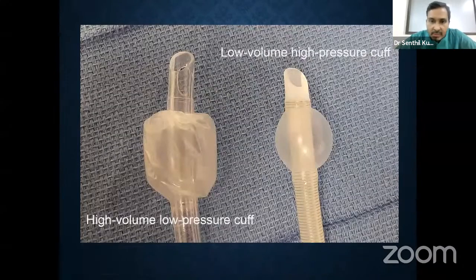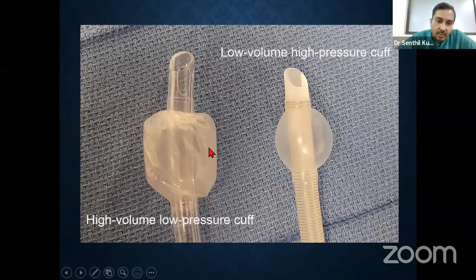Now moving on to the cuff, as I said earlier, there are two types of cuff. Previously we were using the high pressure, low volume cuff. In this situation, the contact of this cuff with the trachea is at one point, this point. So it is going to apply more pressure over the tracheal mucosa. Whenever the pressure exerted by the endotracheal cuff is higher than the mucosal pressure of the trachea, it is going to obstruct the blood supply.